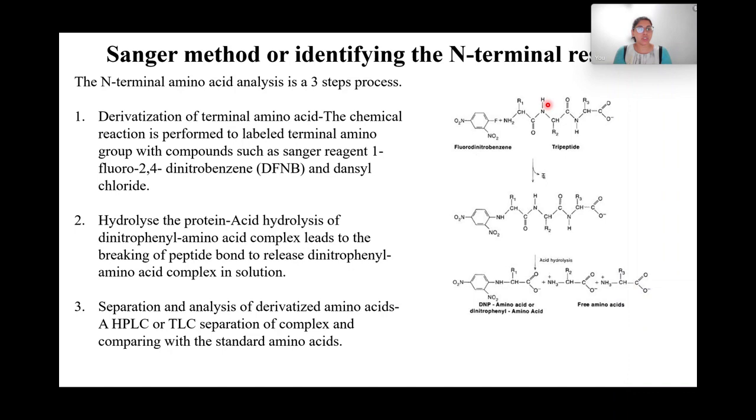So what you do is separate and analyze the derivatized amino acids in the HPLC or TLC as we have gone through, and see which are these amino acids. So you can load onto this and you can see which amino acid will stop at that spot, given that you have a DNP attached to it, based on its weight.